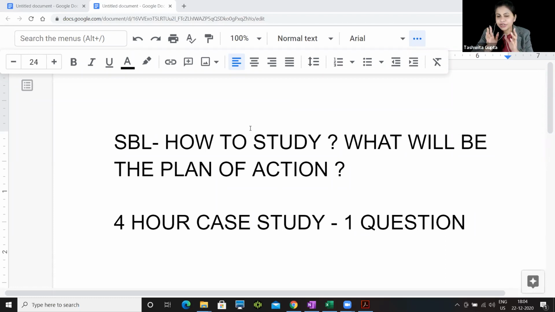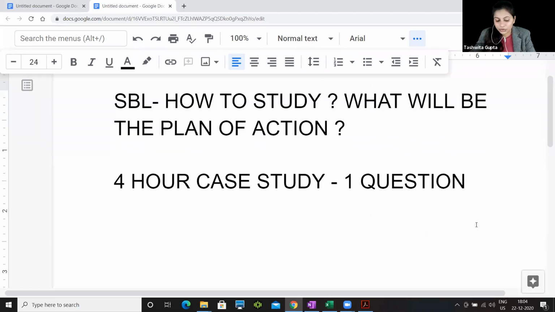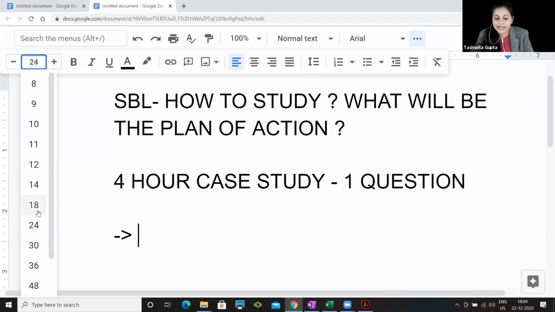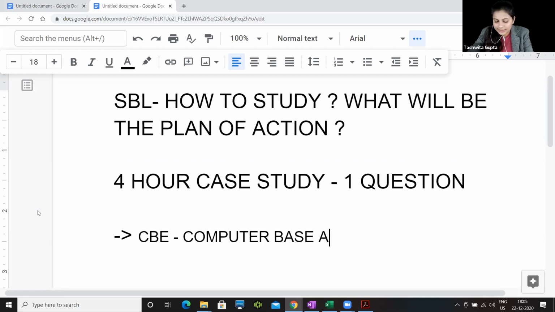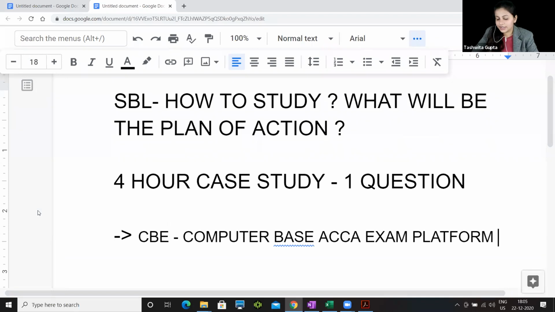So this is the first challenge which I have recognized in the present situation. For those of you who have a computer based exam, rather than saying that it is a 4-hour case study, the first challenge you have to face is the computer based exam, which makes SBL difficult for you if you do not practice it much on the computer based ACCA exam platform. Okay, so that's the first thing which we have recognized till now.